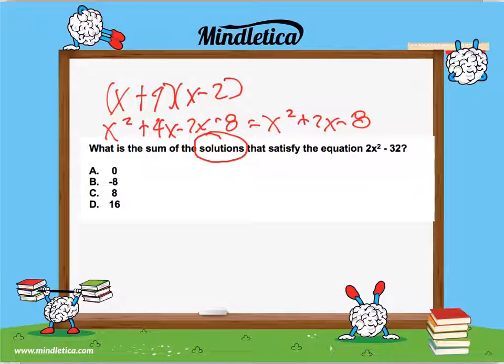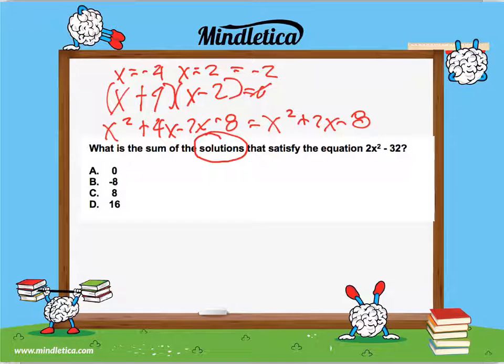So think about what these solutions are going to be. Solutions are x equals negative 4 and x equals 2, right? We flip these signs because this equals 0. So the sum of these solutions is going to be negative 4 plus 2, which is negative 2.